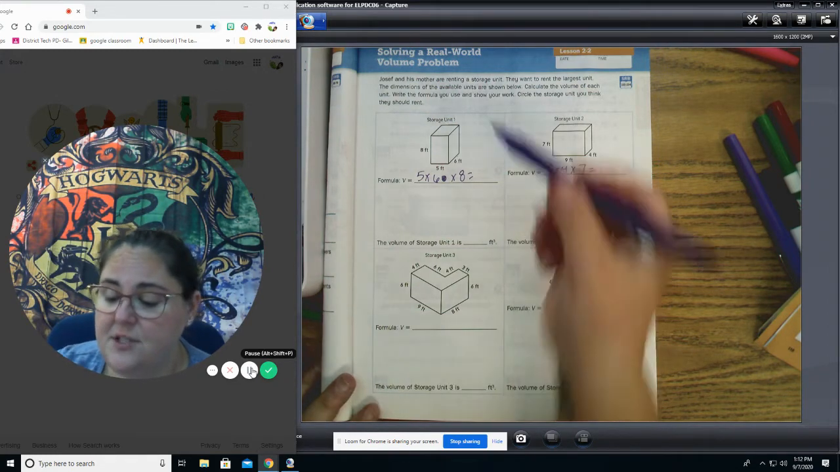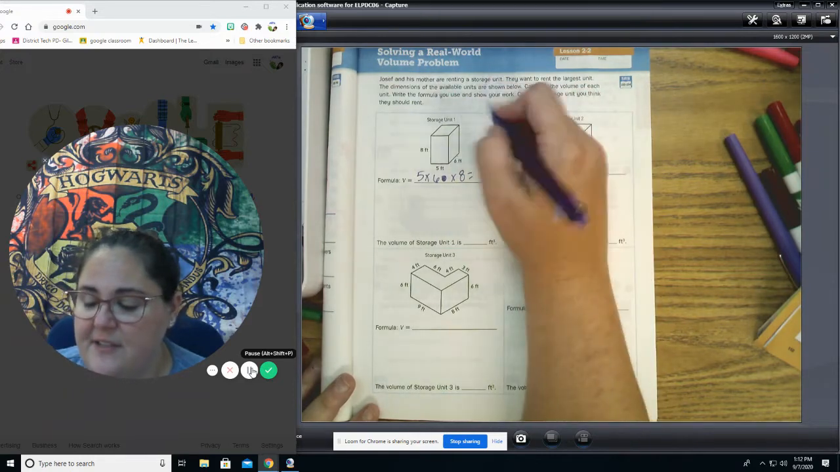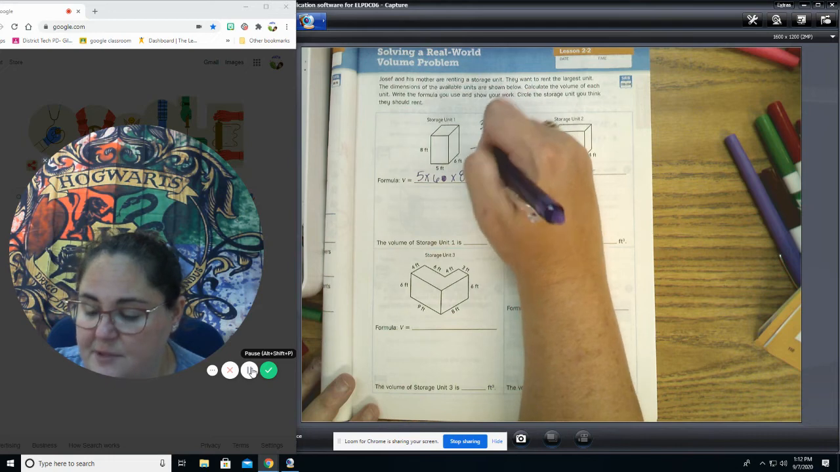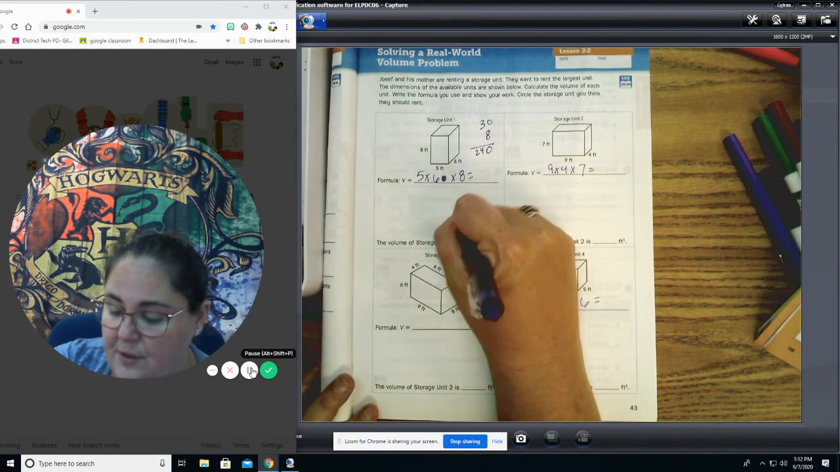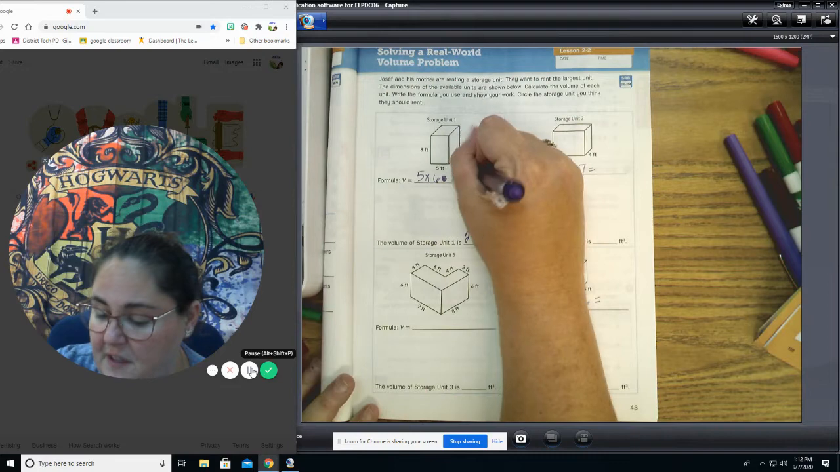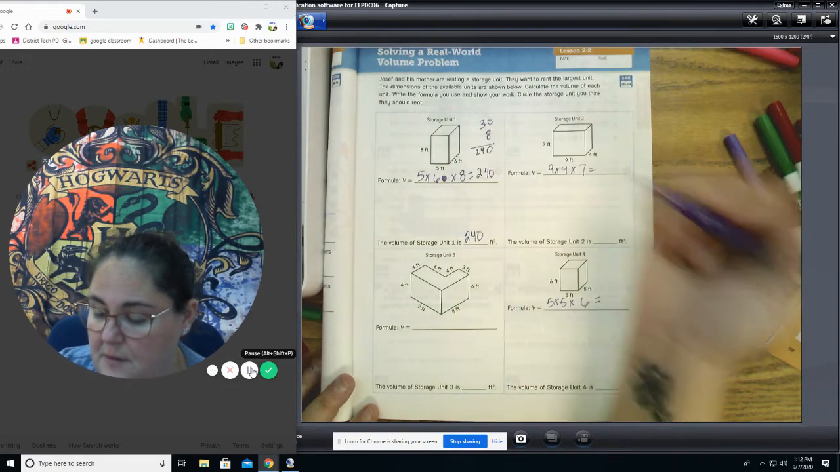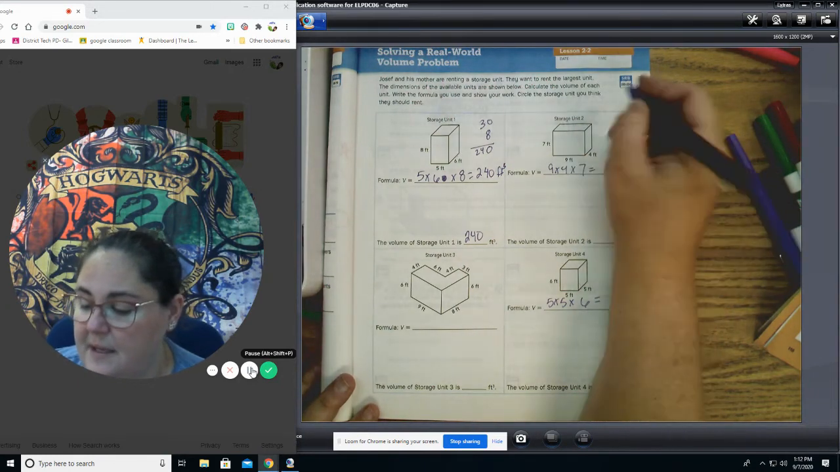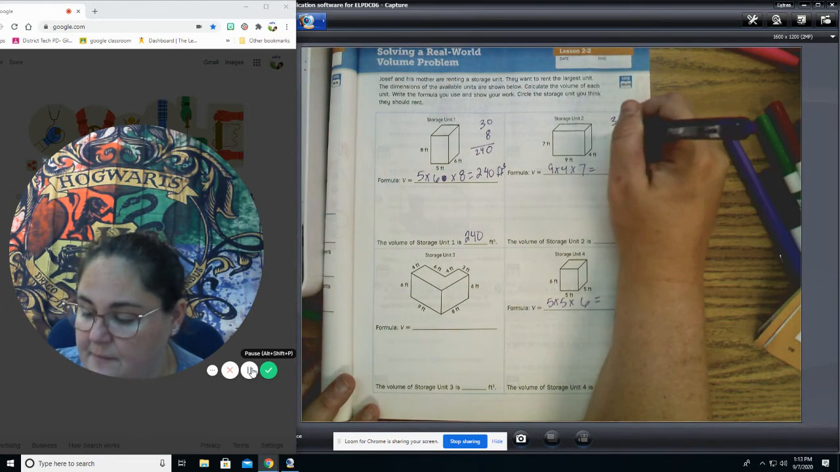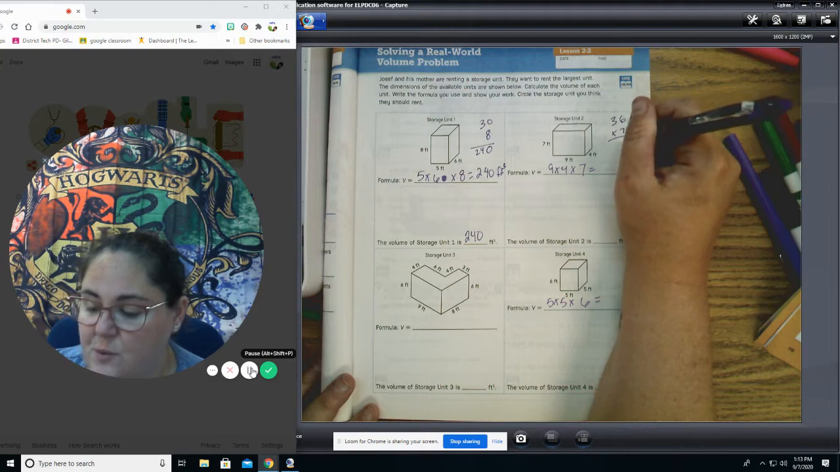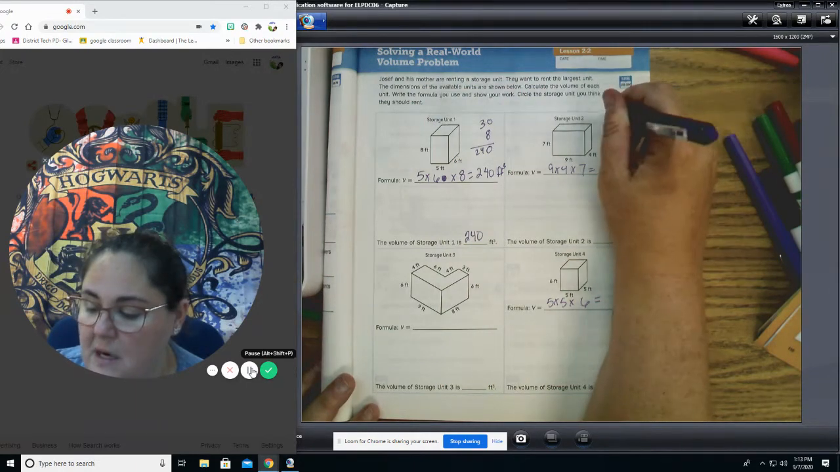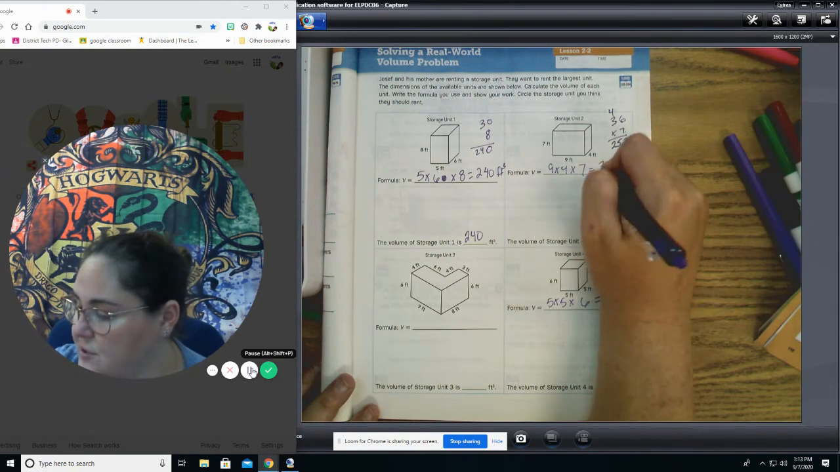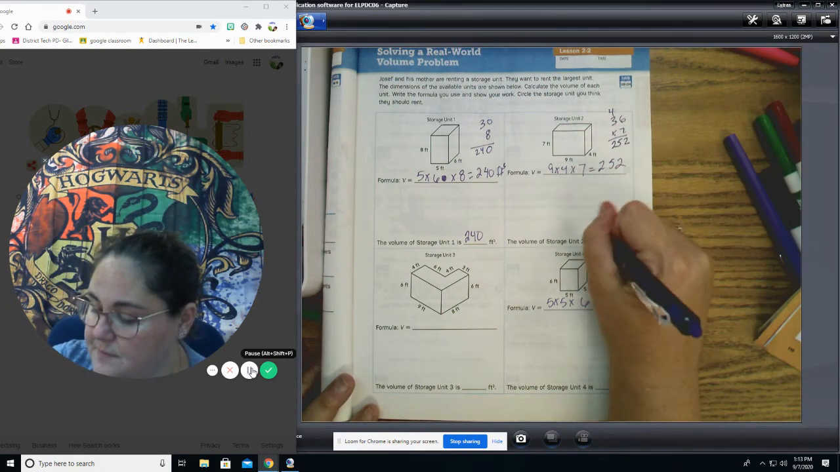All right, so we're going to go ahead and do the math. So 6 times 5, as I know, is 30, times 8. 8 times 0 is 0. 8 times 3 is 24. So 240 cubic feet. Nine times 4 is 36, times 7. 7 times 6 is 42, carry my 4. 7 times 3 is 21, plus 4 is 25. So 252.